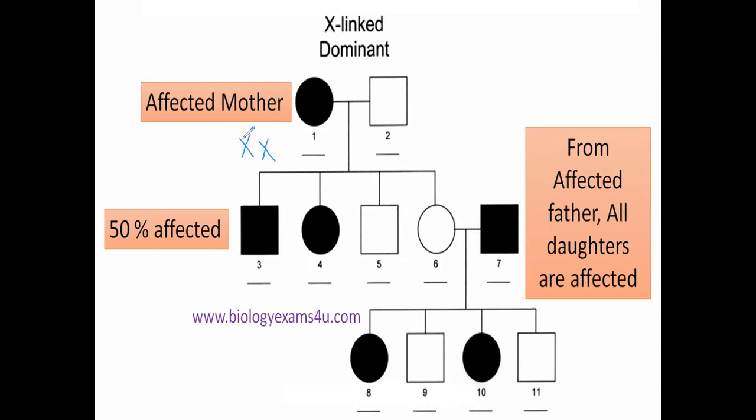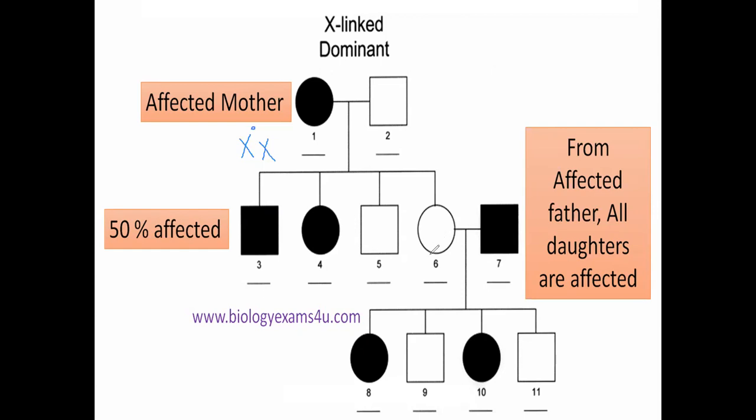So she passes 1 X chromosome with the affected or dominant allele to one son or one daughter, while she passes the other X chromosome with the normal allele to her other son or other daughter. As this is a dominant disorder, a single copy of the dominant allele is sufficient to express itself. So both males and females show the disorder in the second generation.